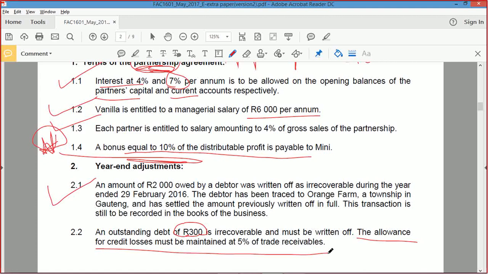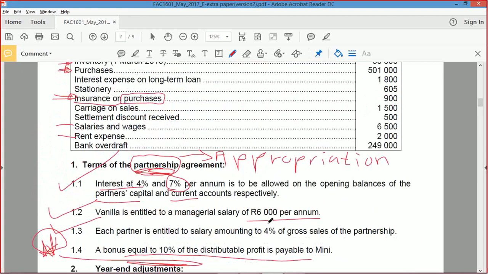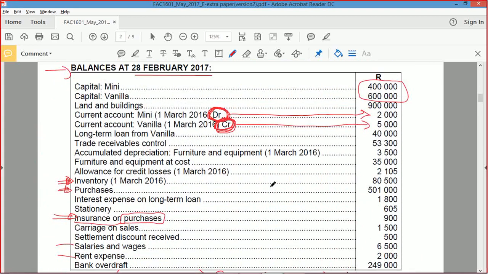The allowance for credit losses must be maintained at 5% of trade receivables. Yes, I do need it. So what are my trade receivables? An asset. Yes, and how much is it? Trade receivables 53,300. What is 5% of it? Let me work it out.